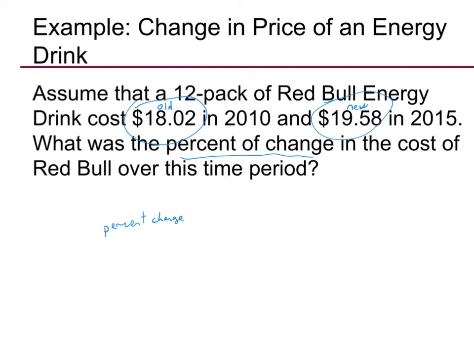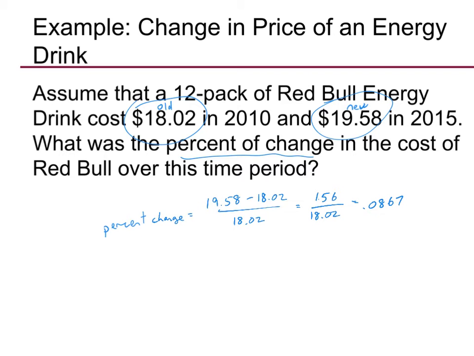Okay, so our percent change is equal to new minus old, 19.58 minus 18.02, divided by 18.02. So when I do the subtraction, 19.58 minus 18.02 is $1.56 over the 18.02, divided by that. And I got 0.08657, so 0.0866. All right, so I went 4 decimal places in this example.